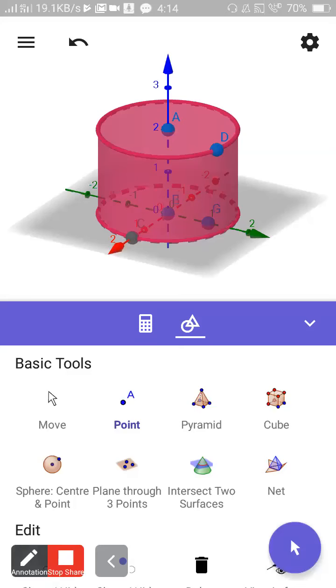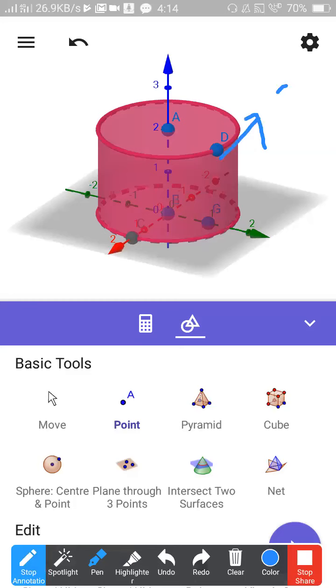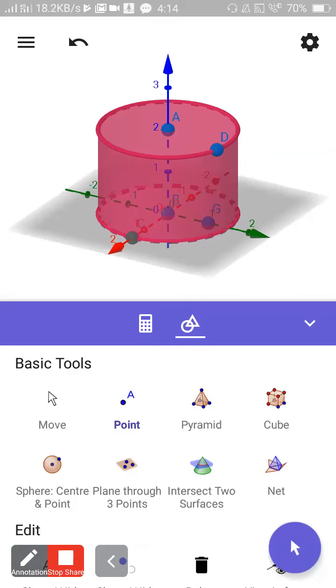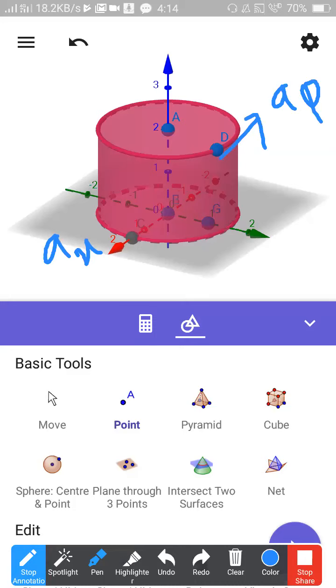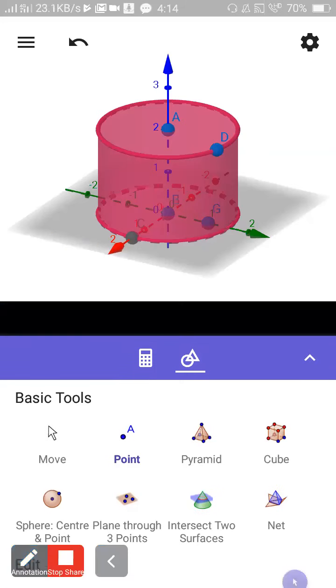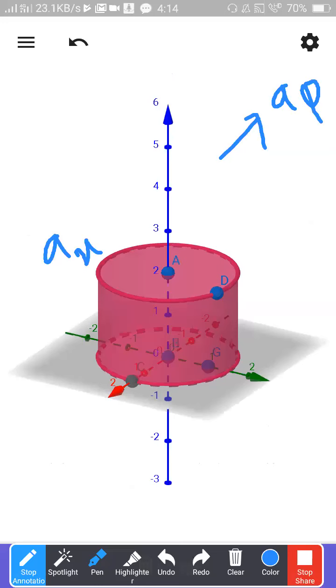Okay, what is the direction of A phi? This will be the direction of A phi. This is my direction of AX. Can somebody tell me please what is the relation between these two? What is the relation between AX and A phi?